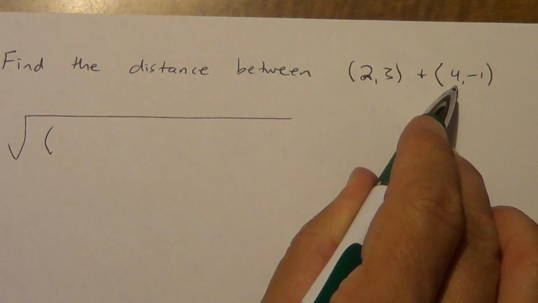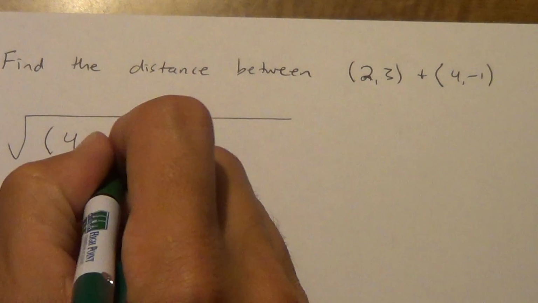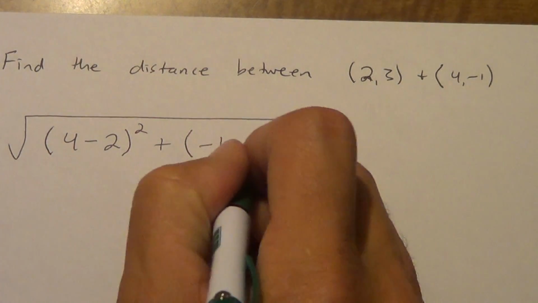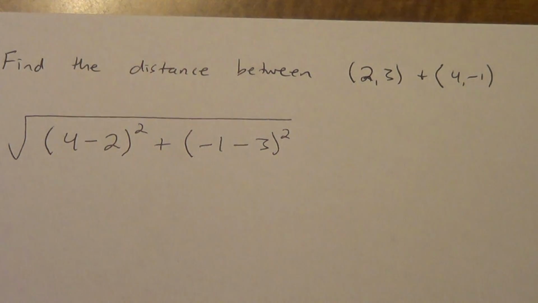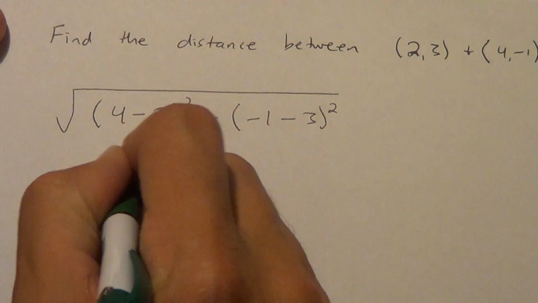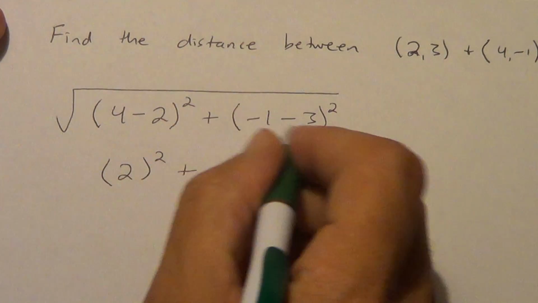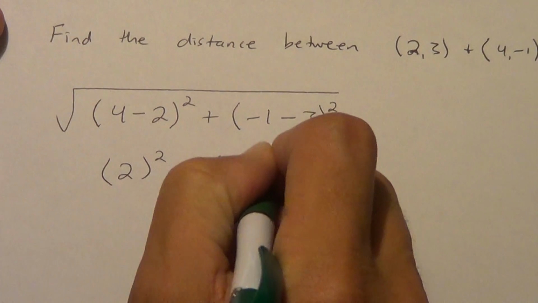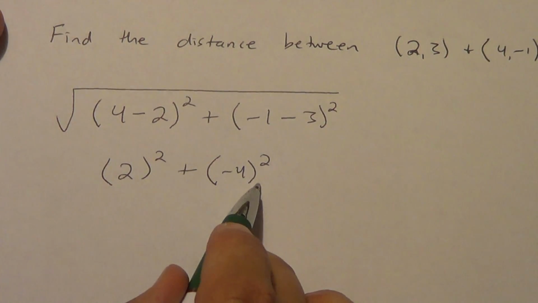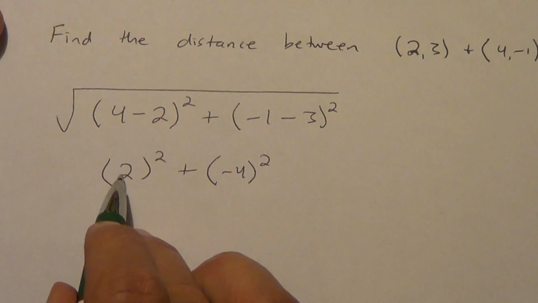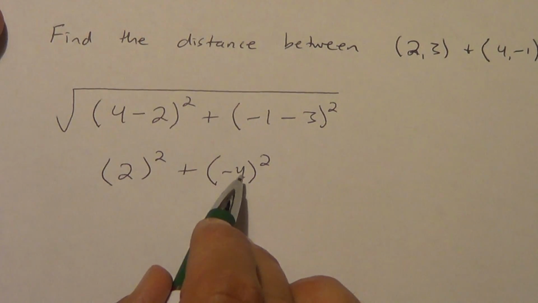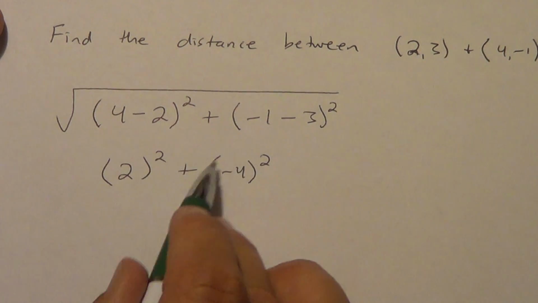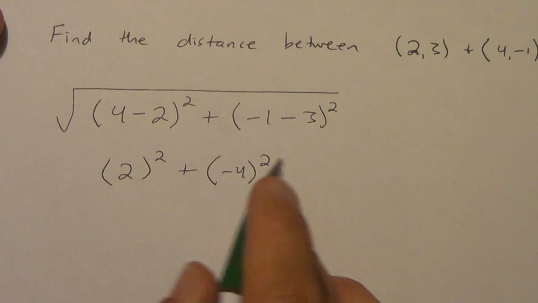x2, second x value, 4 minus first x value squared plus negative 1 minus 3 squared. All right, what is 4 minus 2? It's 2 squared plus, what's negative 1 minus 3? That's like a plus negative 3, so that's negative 4 squared. You must have parentheses around this right here. If you don't have them here, it's okay because that's a positive number. But if you don't put the parentheses here, you'll actually do 4 squared first, get 16, and then you'll still have the negative. But with parentheses, it means negative 4 times negative 4, which is positive 16.